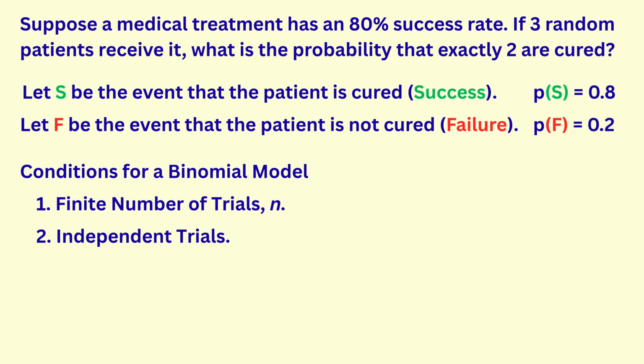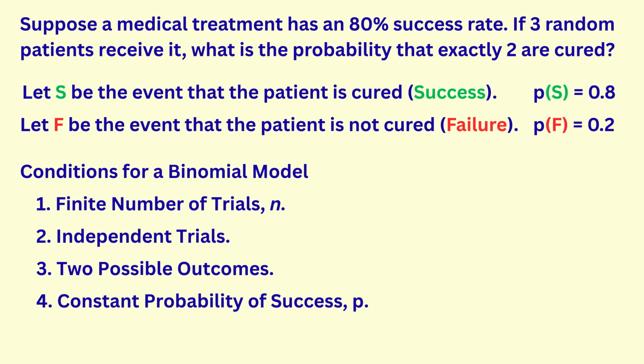In this case, the patients were randomly selected, so the outcome of the treatment on one patient does not affect the outcome on another. Each trial has only 2 possible outcomes, success or failure. In this case, the patient is either cured or not cured. The probability of a successful outcome is the same for each trial. It's 80% for each patient in this case.